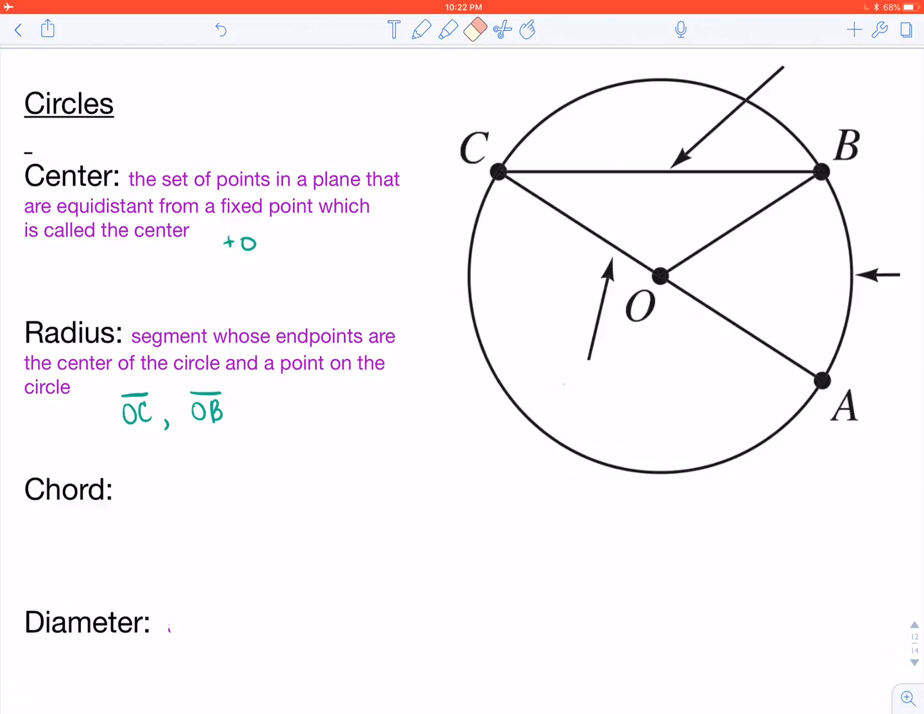Then we have a chord. A chord is going to be a segment that connects 2 points on the circle. So segment CB would be an example of a chord. Notice we have another one, and that would be segment CA. It's also a chord because both endpoints are on the circle.